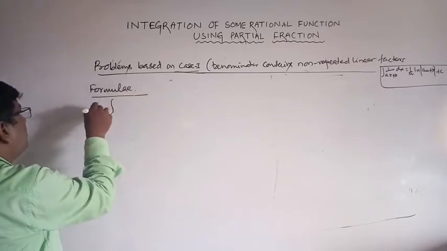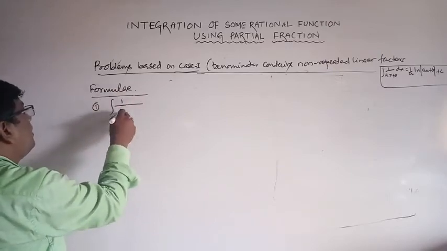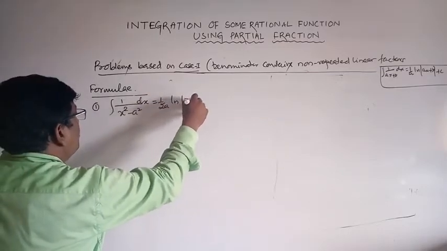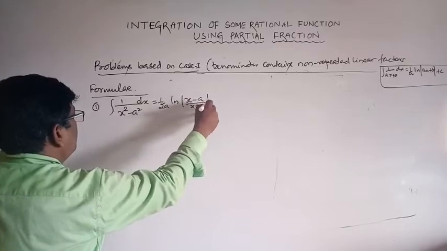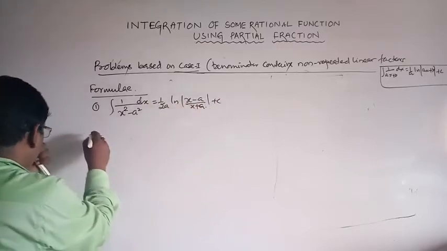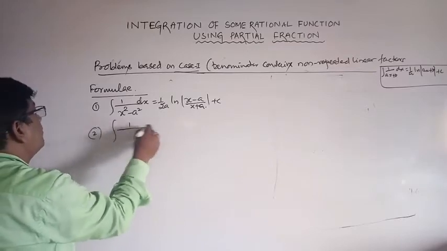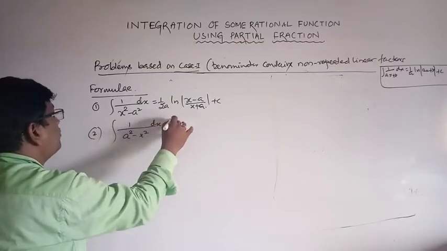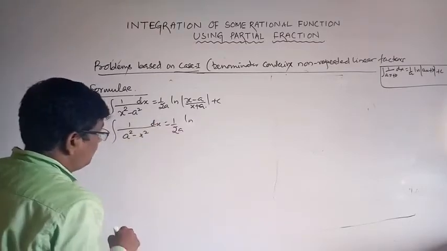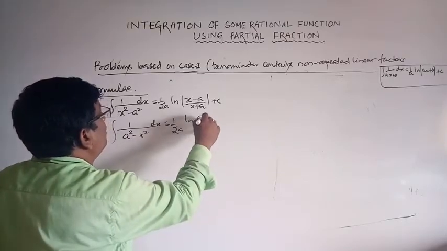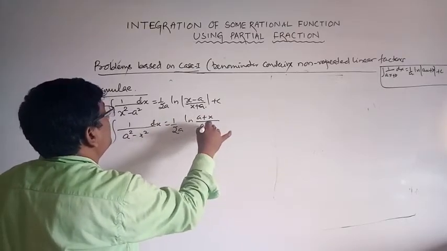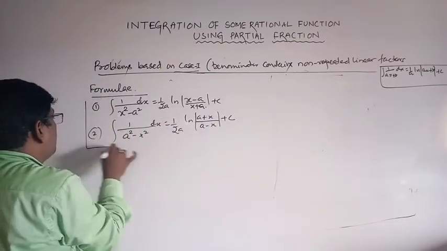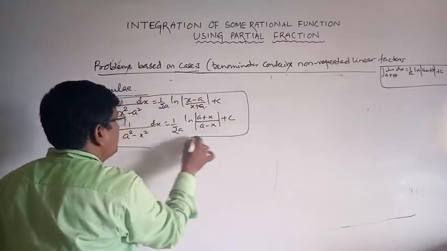Formula number 1: integration of 1 by x square minus a square dx is equal to 1 by 2a log of mod x minus a divided by x plus a plus c. Second one is integration of 1 by a square minus x square dx is equal to 1 by 2a log of a plus x by a minus x plus c. These are the two formulas which can be proved using partial fractions.